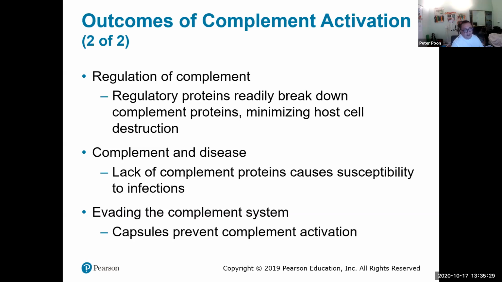So obviously this is a huge component of immune factors. This works as a cascade, so if you lose one complement protein, you lose the rest of the cascade. So lacking complement causes susceptibility to infections. Therefore, you also don't want to have complement around all the time.